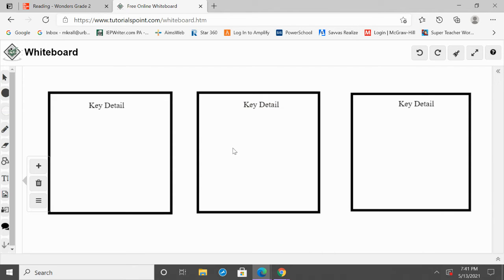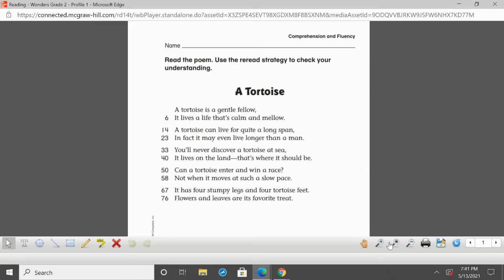So we're going to pick three key details from what we just read and put them in here. Remember, those key details help us understand what's going on in the poem, maybe what the poet wants us to learn. When we read this, we could see that the poet obviously wants to teach us about a tortoise. So if I'm going through here, one fact that really stuck out to me is a tortoise can live for quite a long span.